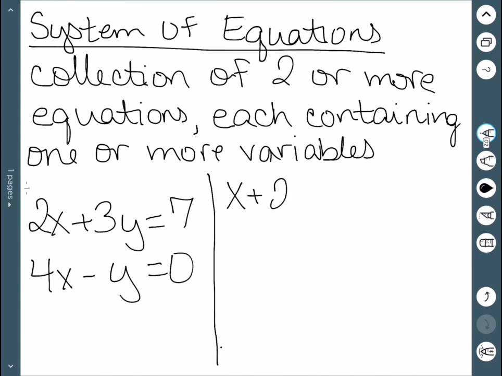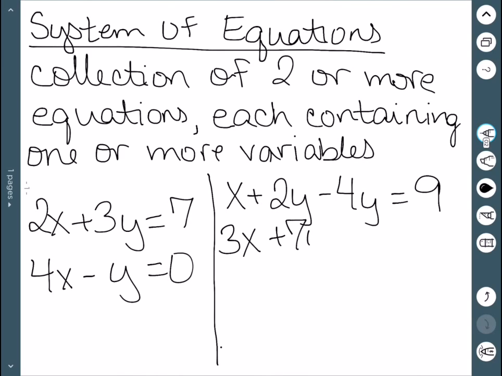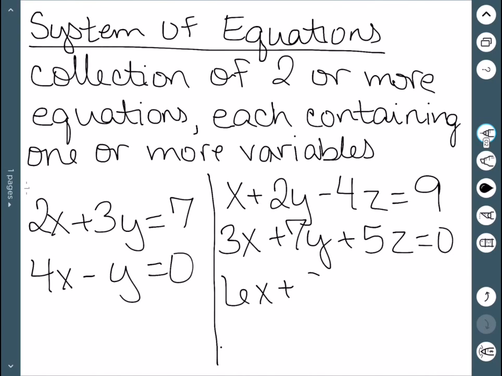We could also do x plus 2y minus 4z is equal to 9, 3x plus 7y, I messed that up a little bit, that should be minus 4z, plus 5z is equal to 0, and then 6x plus 8y minus z is equal to 12. This would be three equations in three variables.